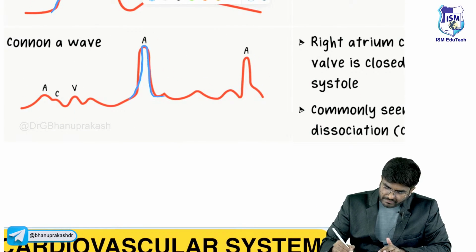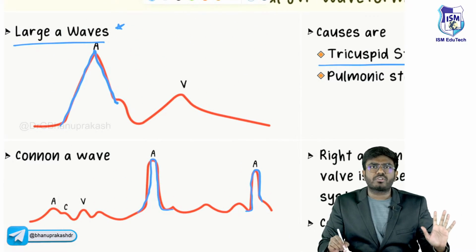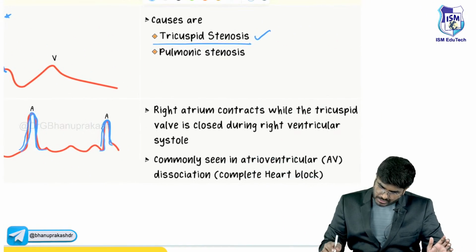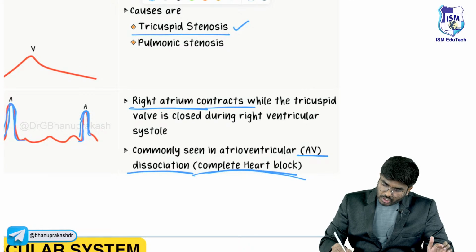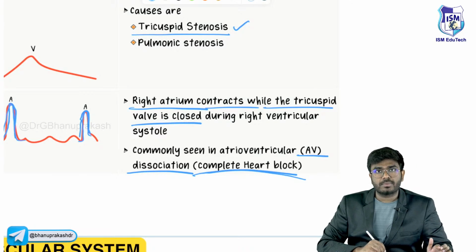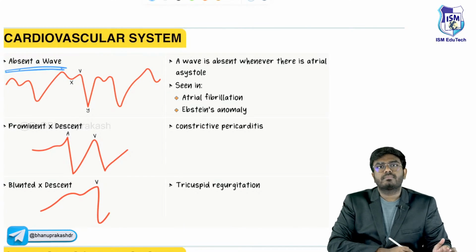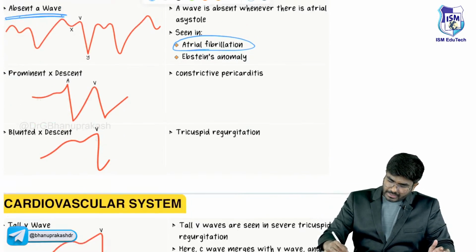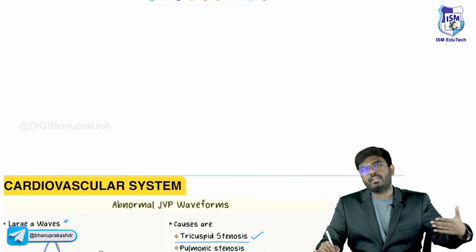No one will ask you about the graph. No one will show you the graph, sir. They will ask: large A waves are seen in tricuspid stenosis. Cannon A waves are seen in AV dissociation, complete heart block or third degree heart block. Why? Because the right atrium is contracting while the tricuspid valve is closed. Now, absent A waves. Absent A waves are seen in which condition? Atrial fibrillation. Like that, many will come, sir. That you will study in your subsequent classes.